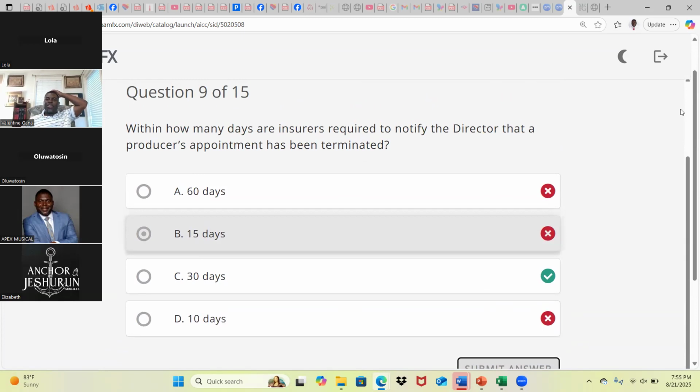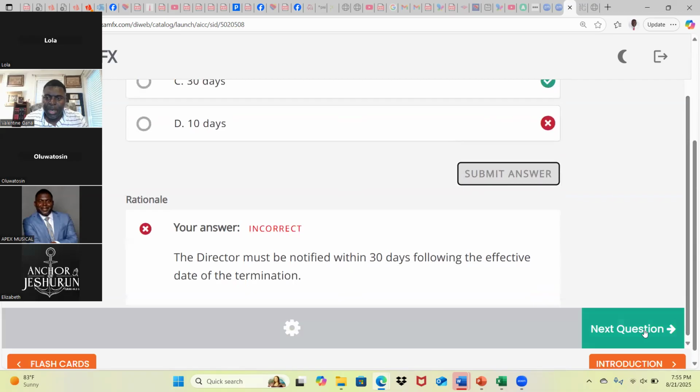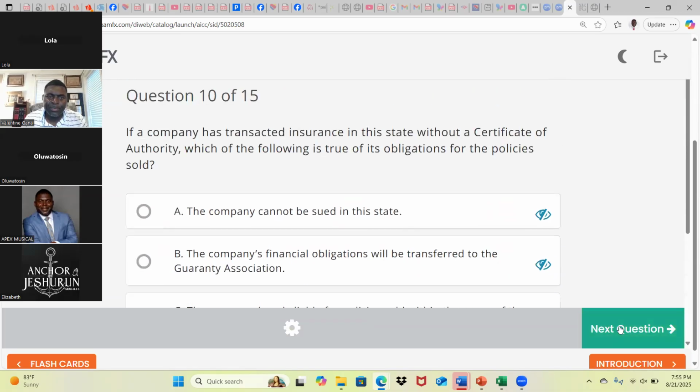Within how many days are insurers required to notify the director that a producer's appointment has been terminated? Oh, 30 days. Okay. So you have to let the director of insurance know so that they can update their records. Yeah. All right, let's go to the next one.